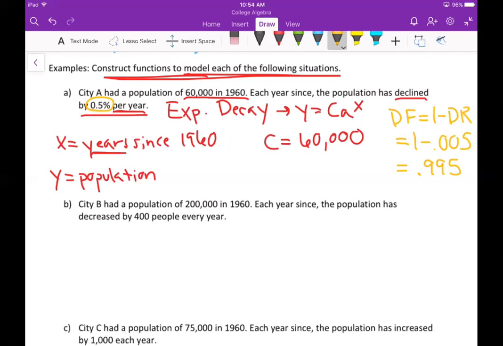So your final equation is y equals 60,000, continually multiplied by 0.995 to tell us how much population we have left every year, since our yearly decay rate is 0.5%.